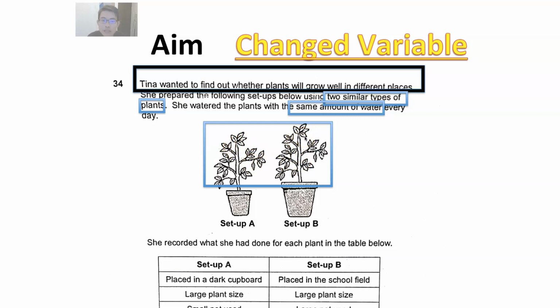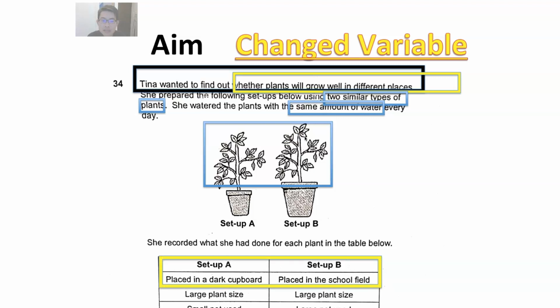Then where is the changed variable? I look at plants will grow well in different places. So whether the same plants will grow better, will grow well in different places. So I must see that there is a different place in this experiment.